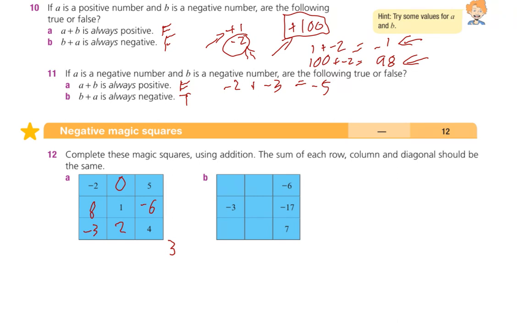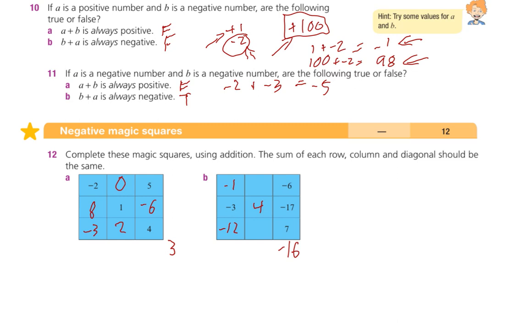For the next one, minus 6 and minus 17 is minus 23. Plus 7 will make it minus 16. Minus 3 and minus 17 is minus 20. To get to minus 16, you're going to have to add 4. Minus 6 and 4 will be minus 2. To get that to go to minus 16, you're going to have to minus 12 from that. Minus 12 and minus 3 is minus 15. We need to subtract another 1 from there.